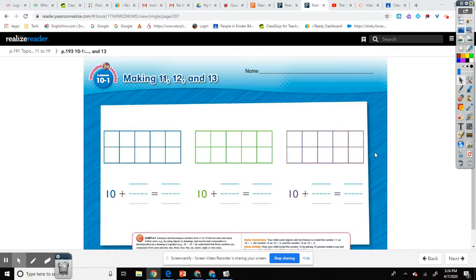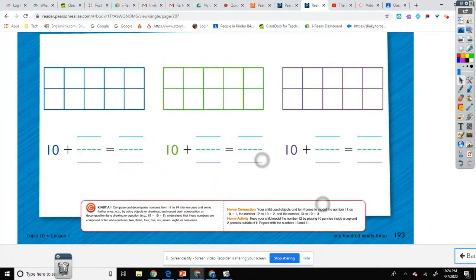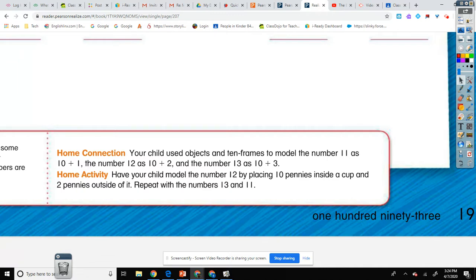Envision Math 10-1. Today we're making 11, 12, and 13. Let's take a look at what this says down here. Home connection. Your child used objects and 10 frames to model the number 11 as 10 plus 1. So what that means is that you have the number 11, and that's equal to 10 plus 1.